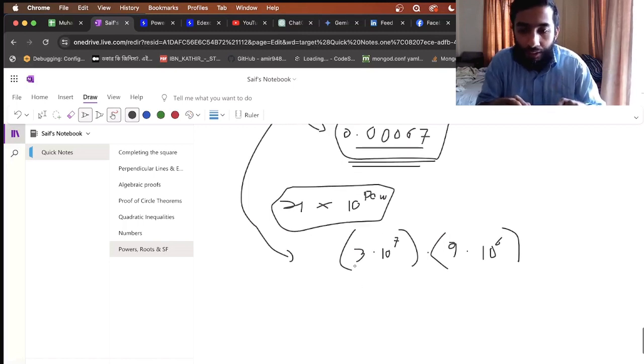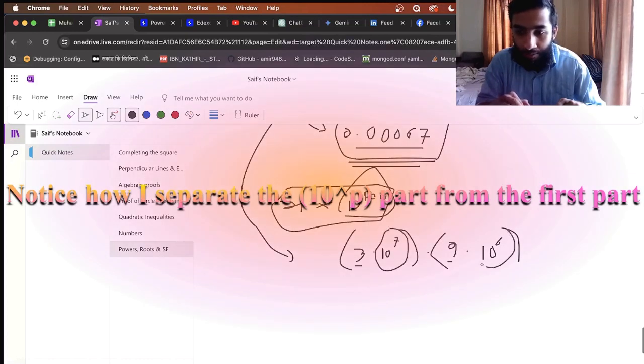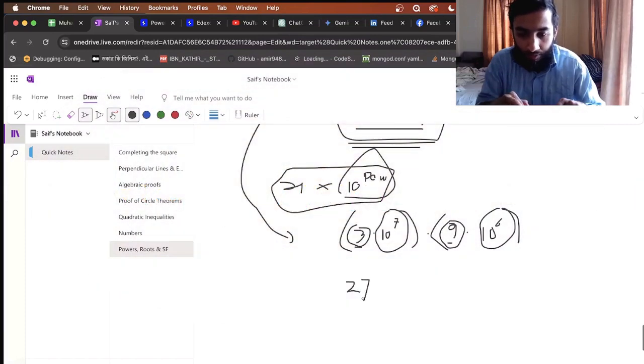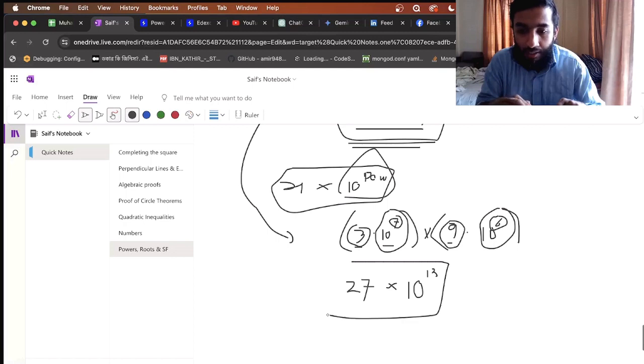If I multiply 3 and 9, because I have to keep this structure with the 10 base power and this 10 base power, we will multiply 9 and 3. What is the multiplication of 9 and 3? 27. 27 multiplied by 10 to the power 7. In case of multiplication, the powers will get added. So 7 plus 6 is 13. So we'll get 27 multiplied by 10 to the power 13. This is the standard form expression of this number.